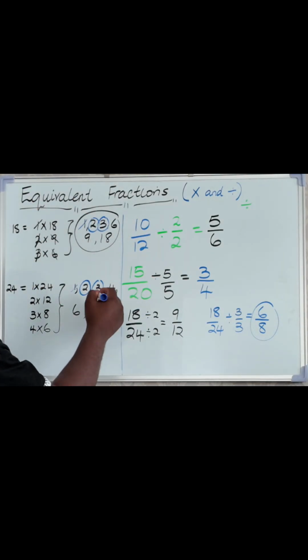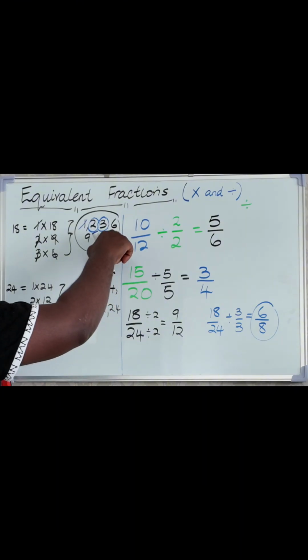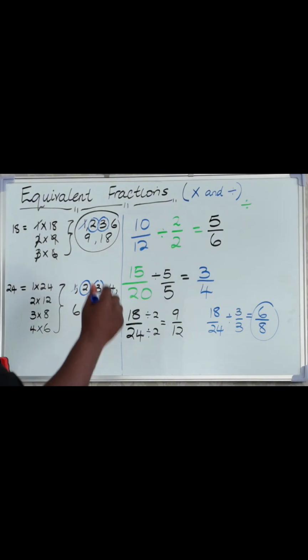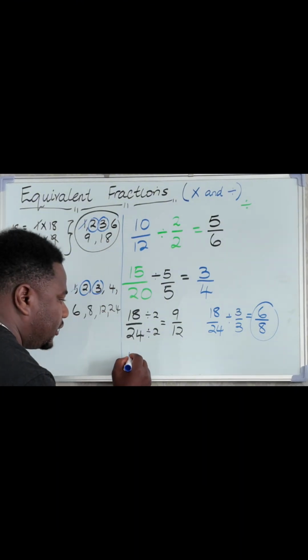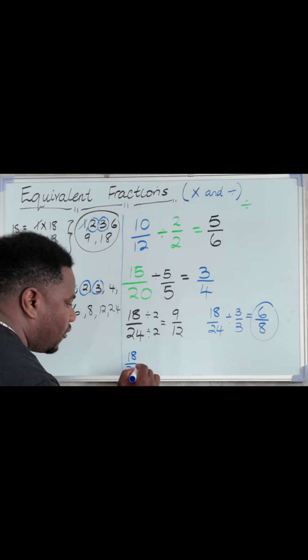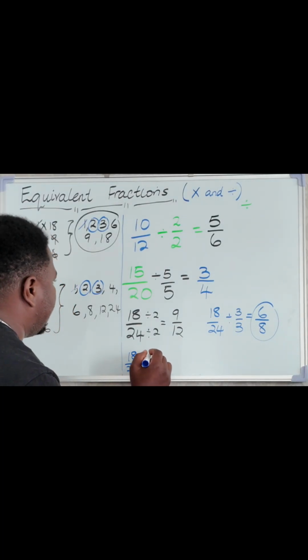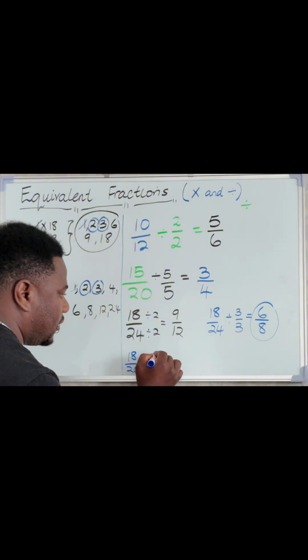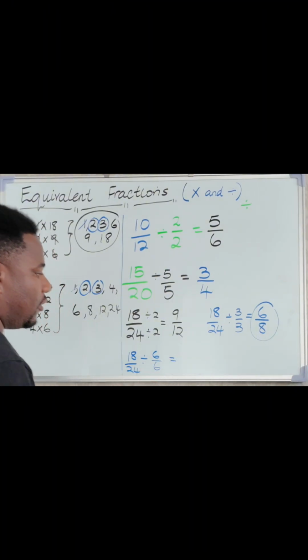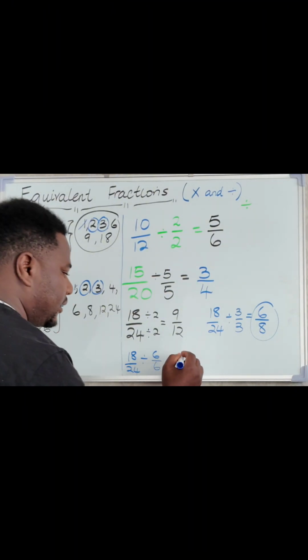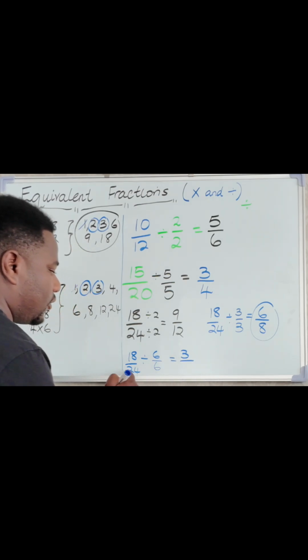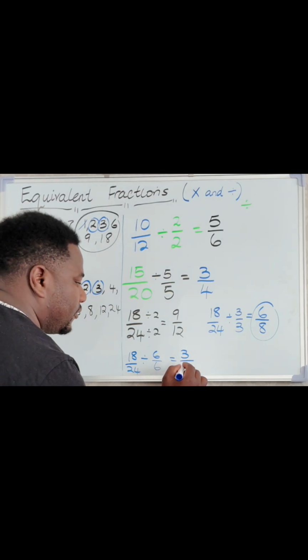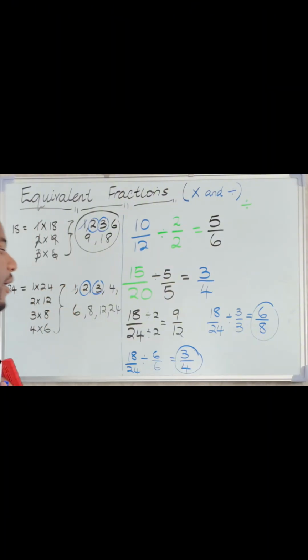We can't divide by 4 because there is no 4 there, but there is 6 there, right? So we can also say 18 over 24 divided by 6 over 6, which is equal to, right? 18 divided by 6 is 3, and then 24 divided by 6 is equal to 4. So we can also see that 3/4 is equivalent to 18 over 24. So that's how you find equivalent fractions.